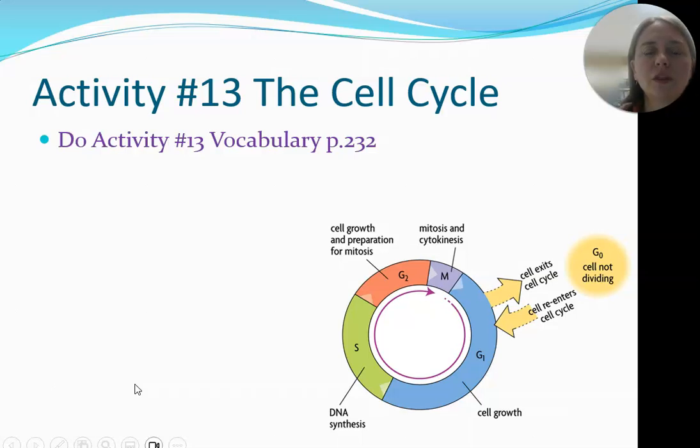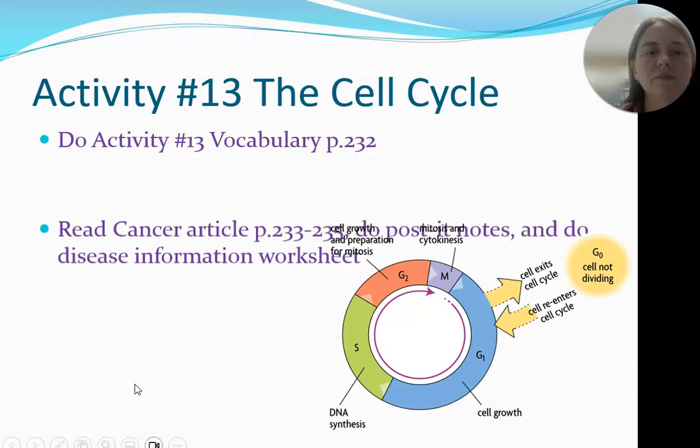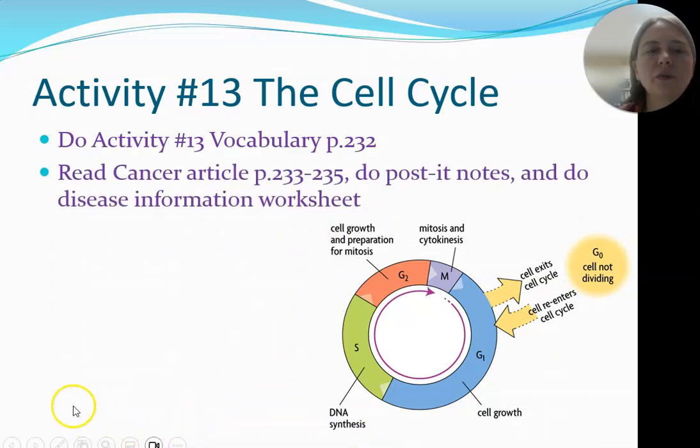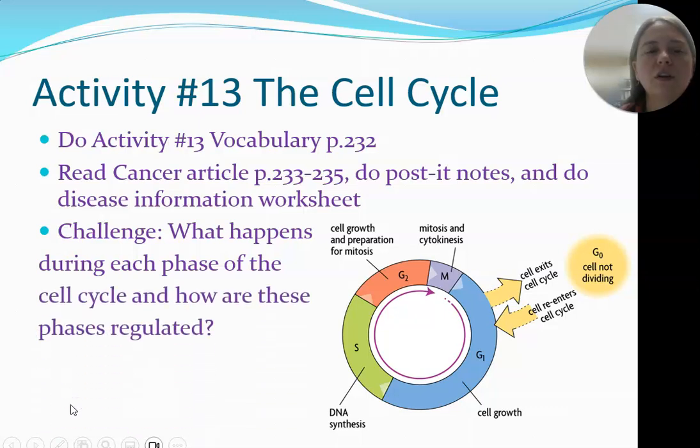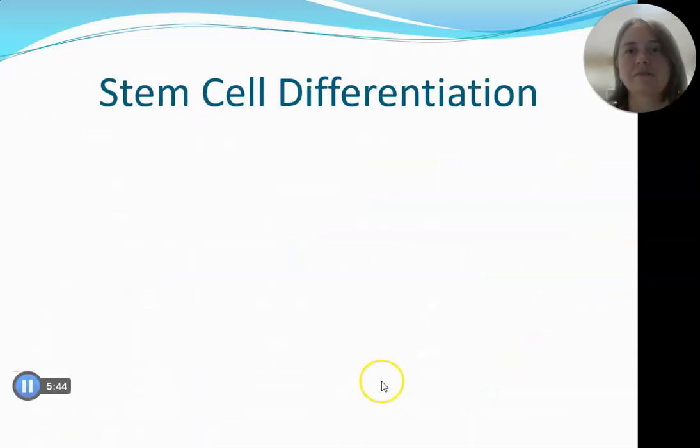All right, for activity number 13, we're going to be doing the vocab, and we're also going to be reading the cancer article and doing post-it notes and doing the disease information worksheet about it. And then we're going to have somebody answer the challenge, which was what happens during each phase of the cell cycle and how are these phases regulated.